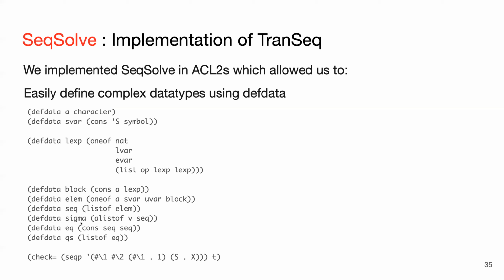A substitution sigma is a dictionary of variables to sequences. An equation is a pair of two sequences, and the set Q is a set of equations, represented as a list in ACL2S. Once we have these defdata structures, we can apply check-equal to check whether a given sequence is actually a sequence. We ask using the predicate seqp whether this is a sequence, and it returns true.